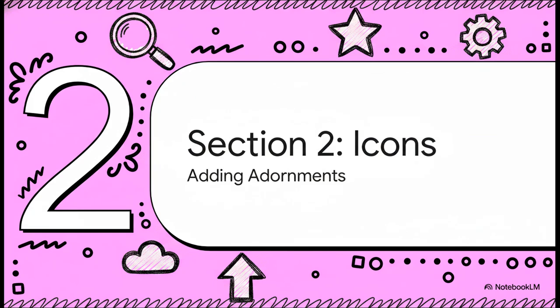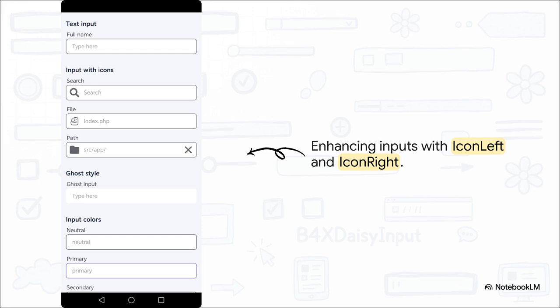Section 2. Adding icons and adornments. Say you want to add a search magnifying glass or a file folder icon. That is driven entirely by specifying SVG asset file names in the icon left and icon right properties. The component natively reads the SVG, calculates the perfect padding, colors it to match your text variant, and injects it right into the field. It makes building a stylized search bar unbelievably fast.